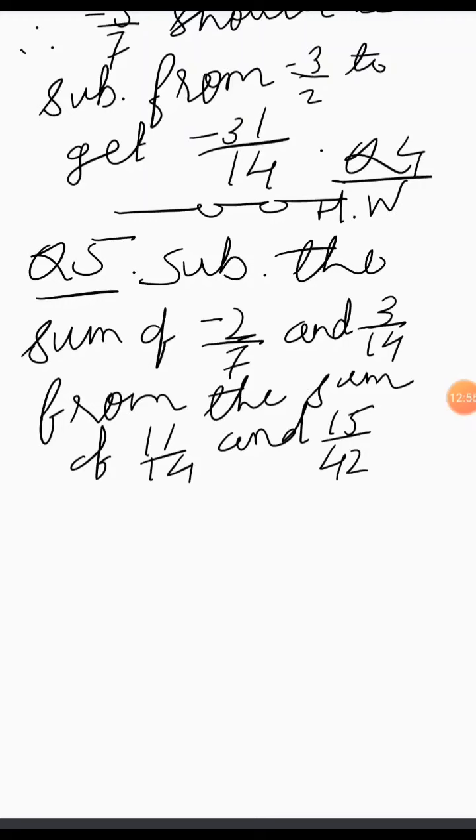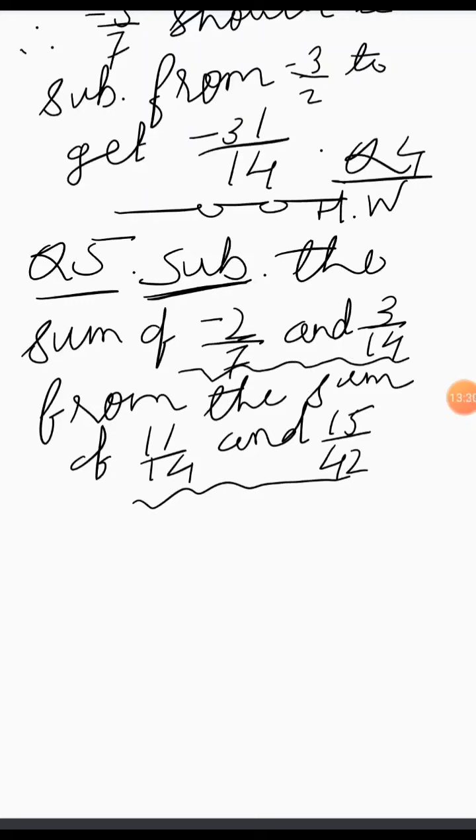The question is, you have to subtract the sum of these two rational numbers from the sum of these two rational numbers. It means what you have to find, we can see, it's your choice. Either you can write the complete question in one step, or you can go in two different steps also. So see, if I want to write in one step, so what I will do? See, subtract the sum of these two from the sum of these two.